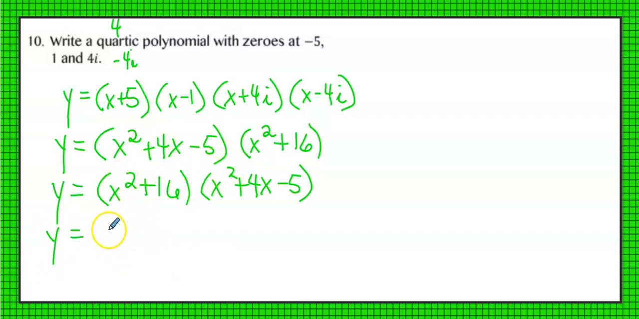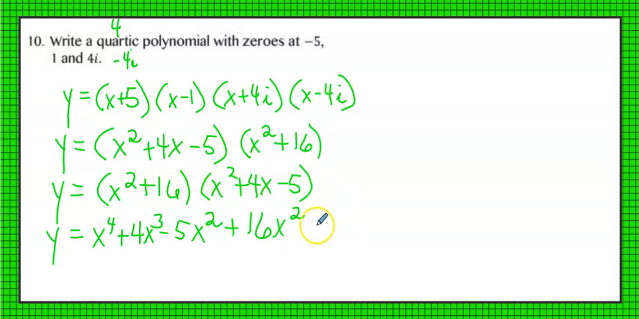x squared times x squared, x to the 4th. x squared times 4x, x squared times negative 5. Okay, so I'm done with this one. Let's distribute the 16. That's going to be plus 16x squared. This is going to be plus 64x. And 16 times 5, negative 5, excuse me, is minus 80.